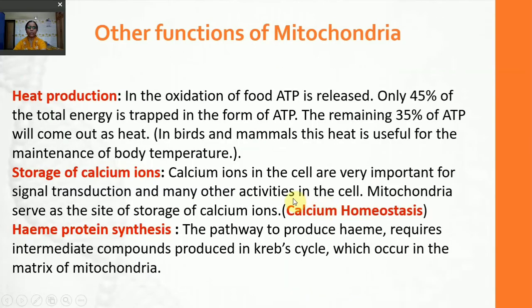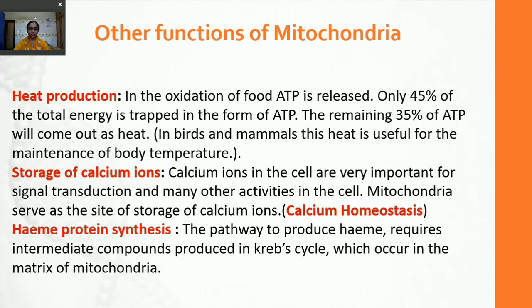The other function of mitochondria is heat production. In the oxidation of food, ATP is released. Only 45% of the total energy is trapped in the form of ATP. The remaining 55% will come out as heat. In birds and mammals, this heat is useful for maintenance of body temperature. Storage of calcium ions. Calcium ions in the cell are very important for signal transduction and many other activities in the cell. Mitochondria serve as the site of storage of calcium ions. So this is called calcium homeostasis.